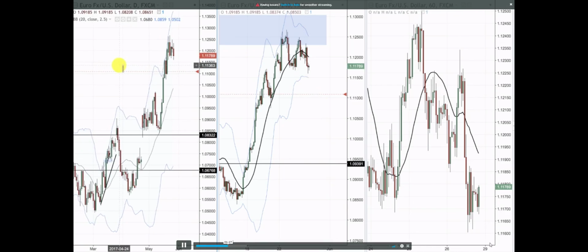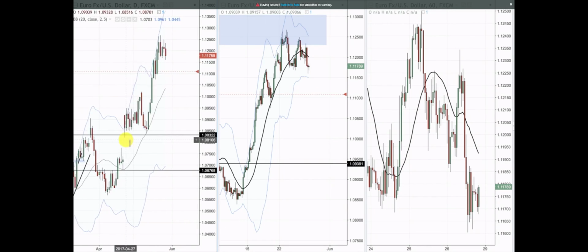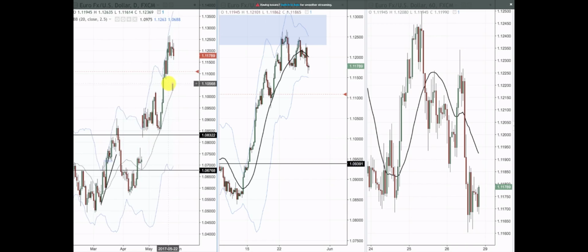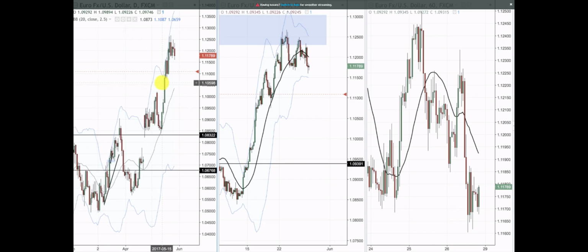I start on the daily, and the first thing I want to look for is, are we in an uptrend, are we in a downtrend? How does the trend structure look? Is there anything worth noting about the trade? And I don't create my trading plans yet. This is just the first filter.